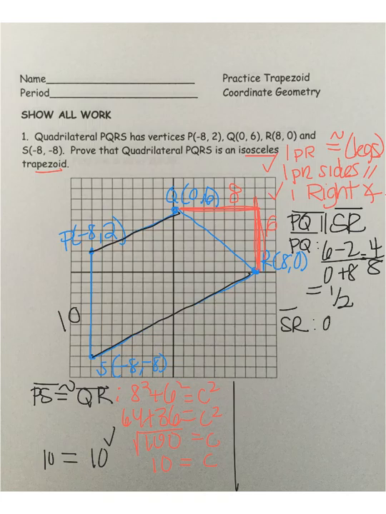Okay, so 0 minus a negative 8 is 0 plus 8, divided by 8 minus a negative 8, which is 8 plus 8. So this is 8 over 16, and that's equal to 1/2. So there's my parallel sides. I'm actually not going to show that I have a right angle because I'm not asked to show that this is an isosceles right trapezoid. I'm only asked to show that it's an isosceles trapezoid. So I'm going to scribble this right angle out. So I have enough information to show that I do have, in fact, an isosceles trapezoid.